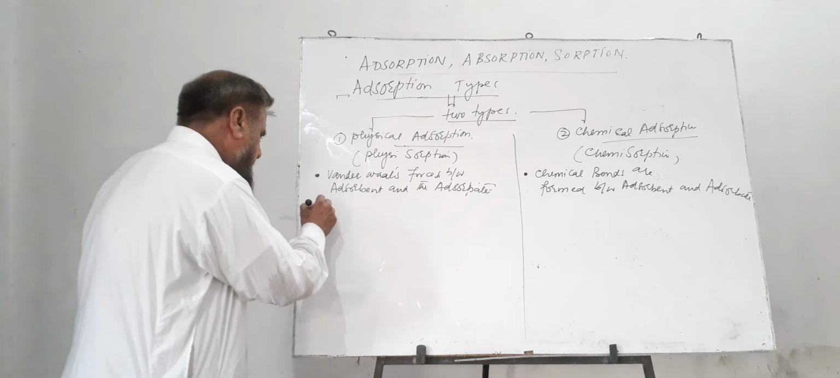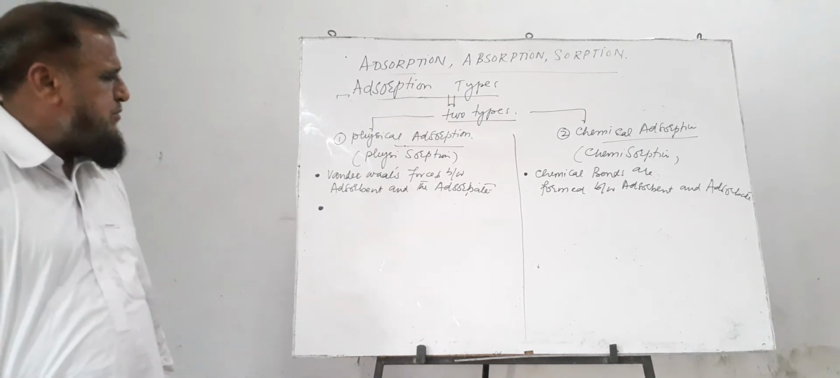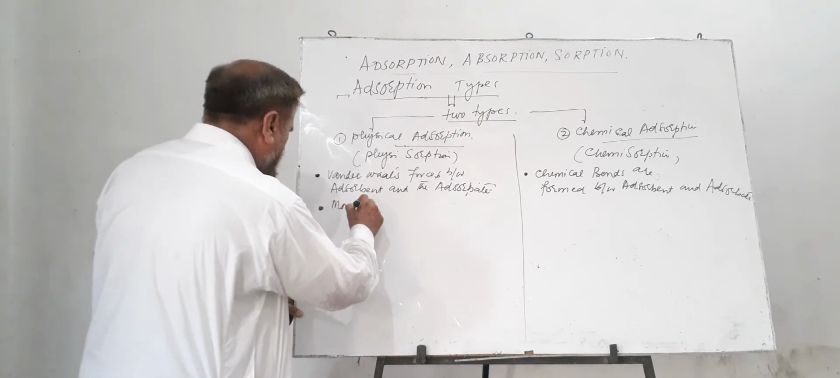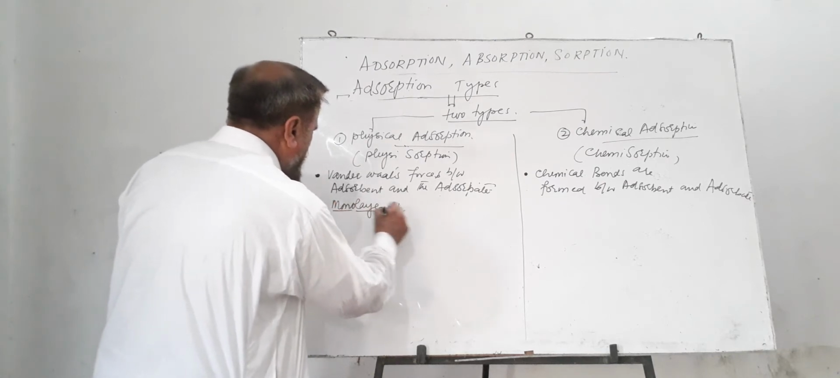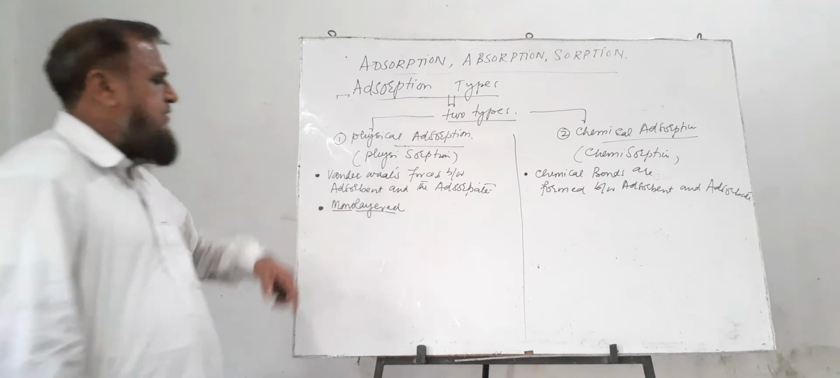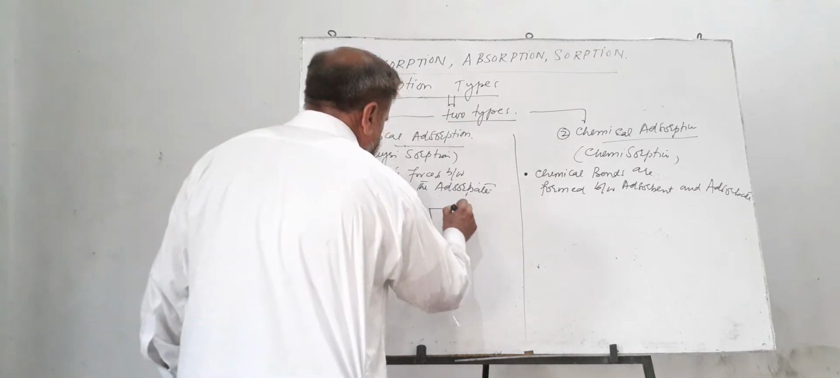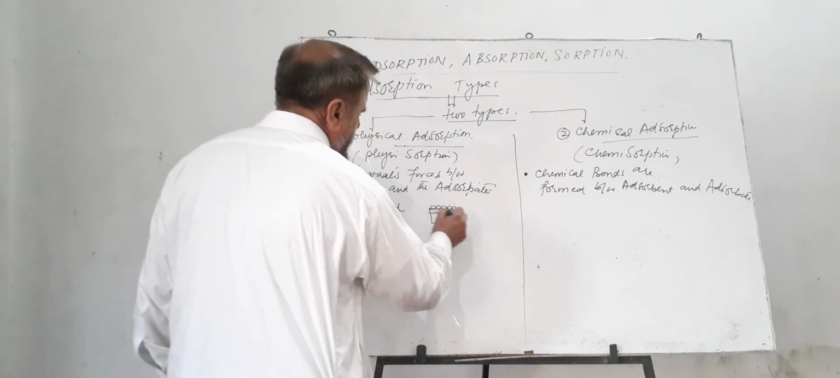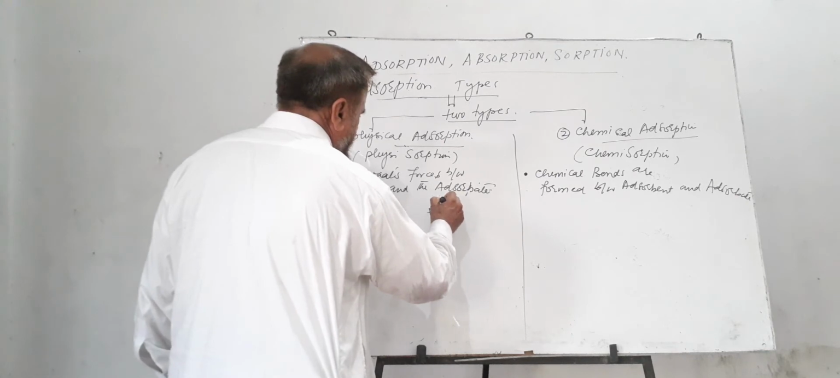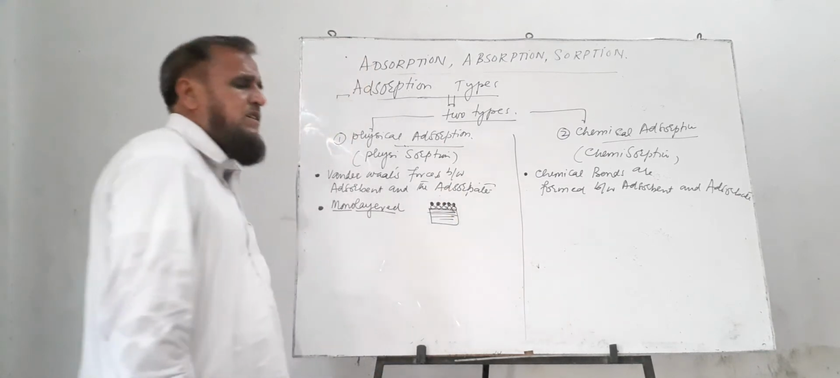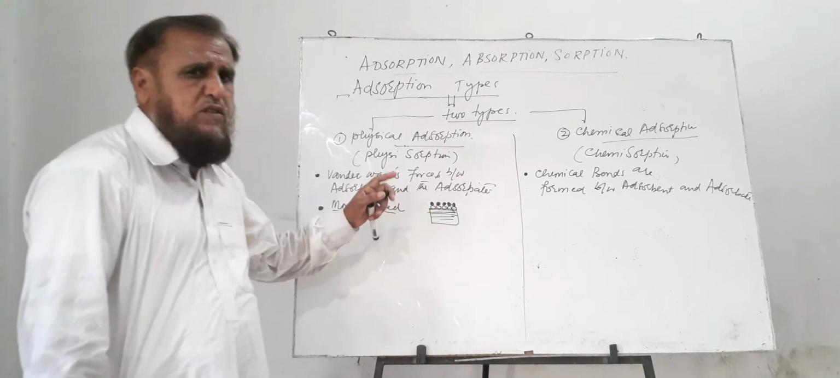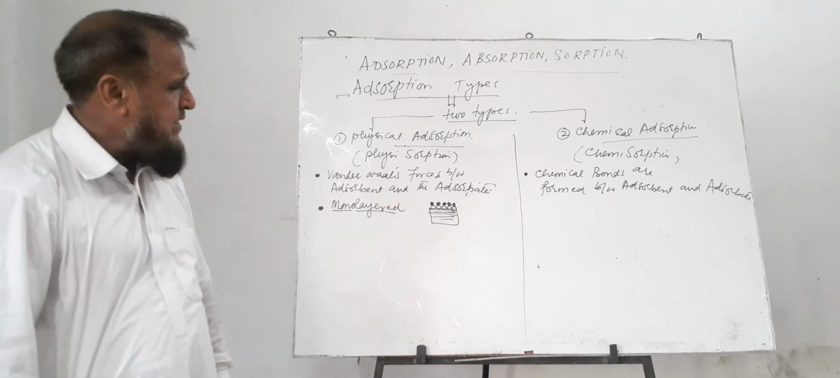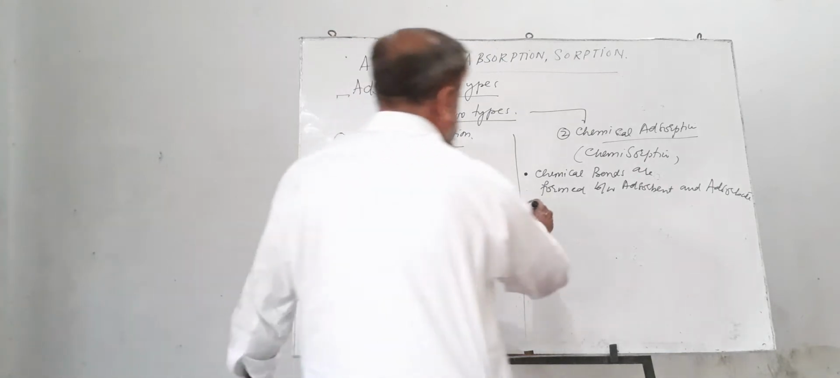Second difference between physical adsorption and chemical adsorption is that physical adsorption is always monolayered. Only one layer will be formed on the surface of the adsorbent. For example, let us suppose these are the surface molecules of the adsorbent, and this is a layer of adsorbate. Only one layer can be formed. A single layer is formed on the surface of the adsorbent, therefore it is monolayered.